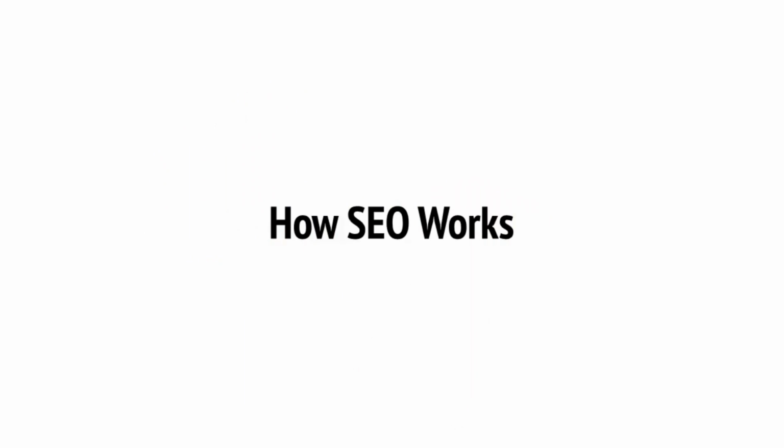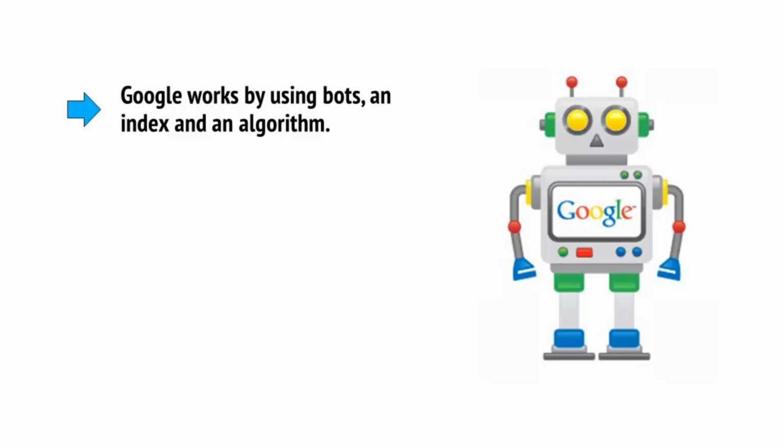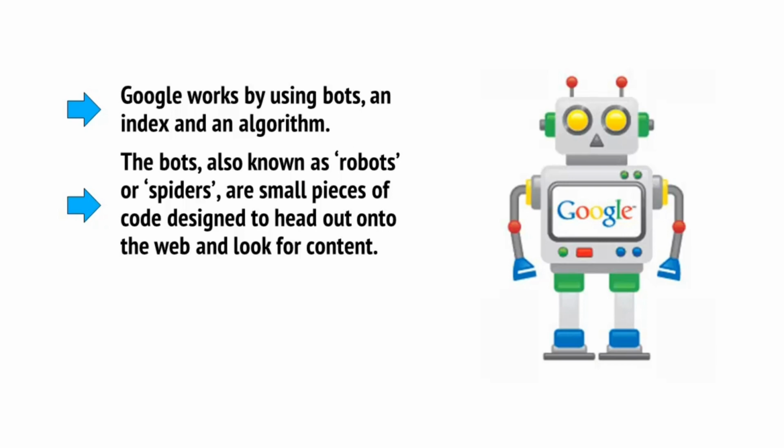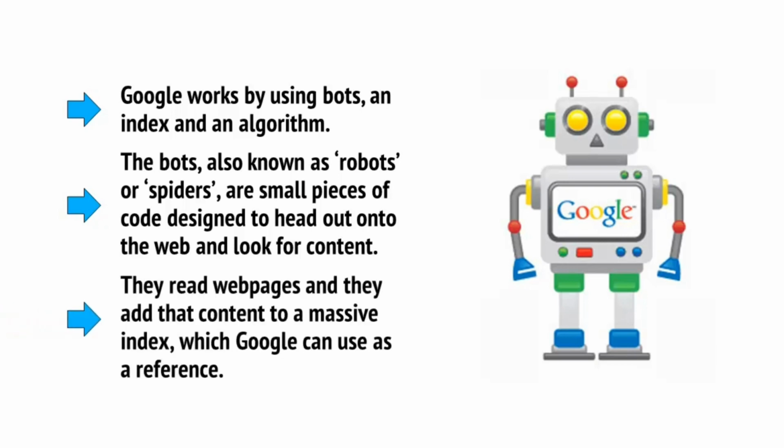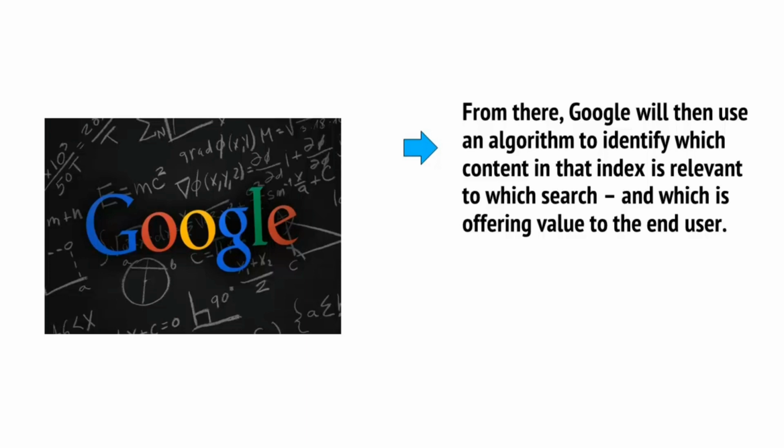SEO essentially works by attempting to second guess the algorithms used by Google to decide which sites to index and where to rank them. Google works by using bots, an index, and an algorithm. The bots, also known as robots or spiders, are small pieces of code designed to head out onto the web and look for content. They read web pages and they add that content to a massive index which Google can use as a reference. From there, Google will then use an algorithm to identify which content in that index is relevant to which search and which is offering value to the end user.